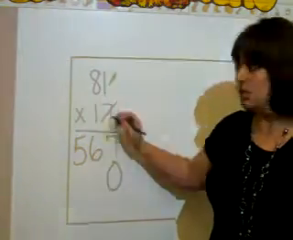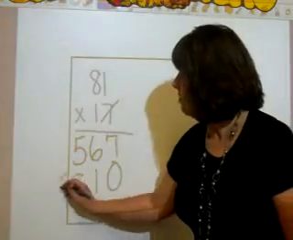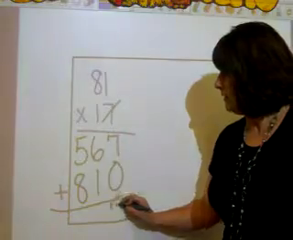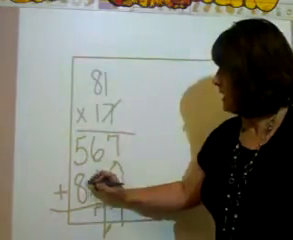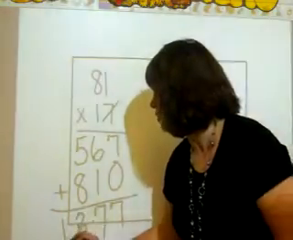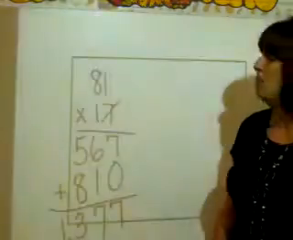1 times 1 is 1. 1 times 8 is 8. Add them all up. 7, 7, and 8 plus 5 more gives you 13. So 1,377. A little bit easier than the partial products.